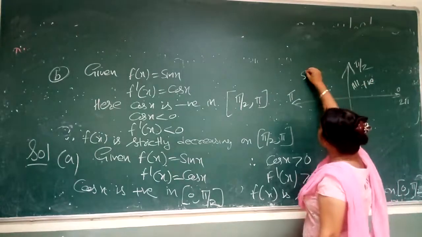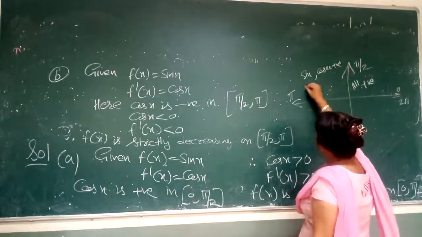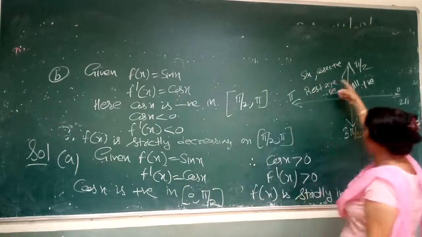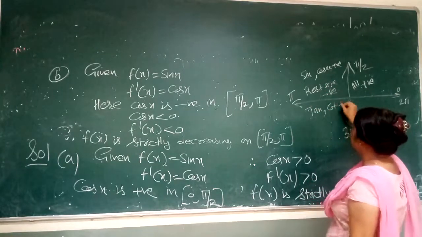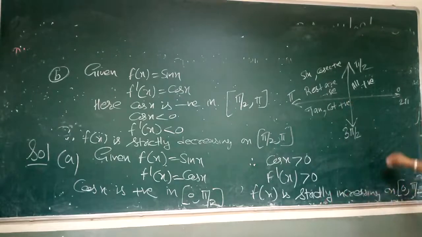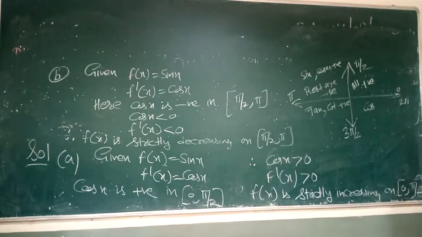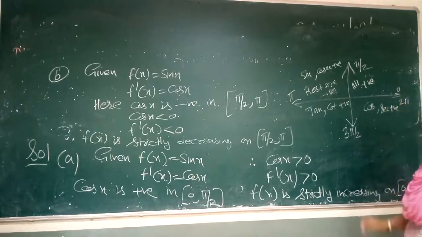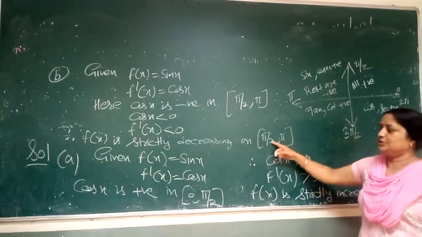Sin and cosec positive, rest are negative. Or tan and cot positive, rest are negative. Cos and sec positive, rest are negative. Therefore, in pi by 2 to pi, here cos is negative.